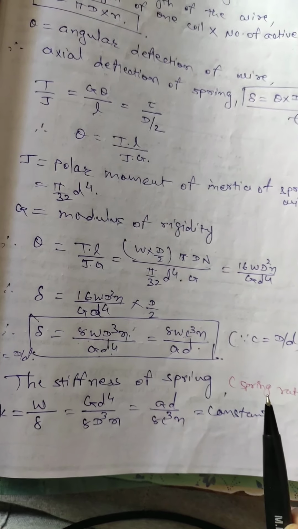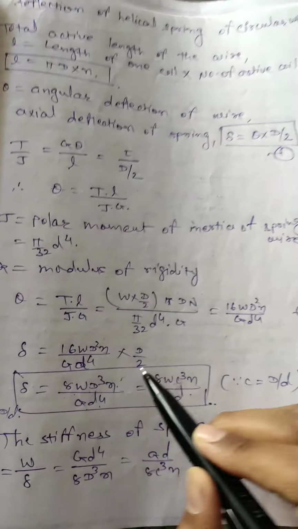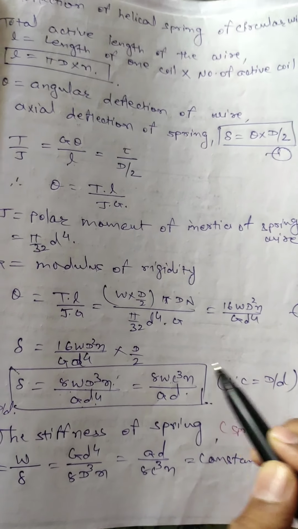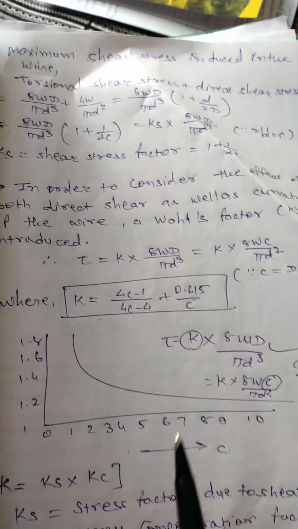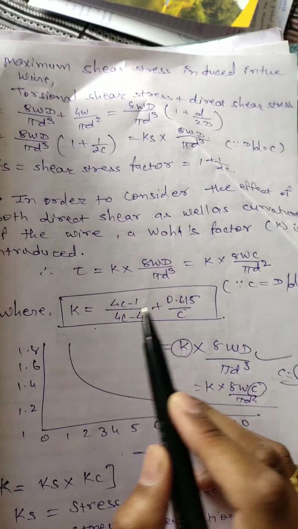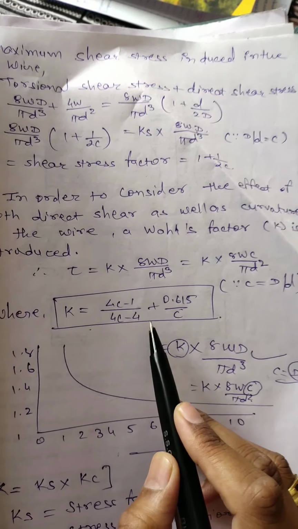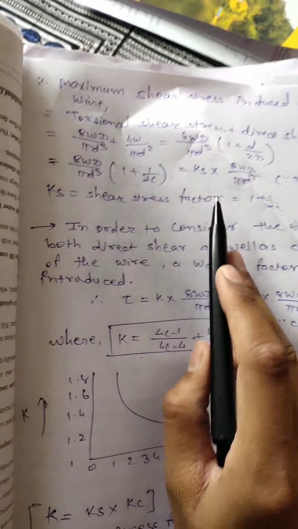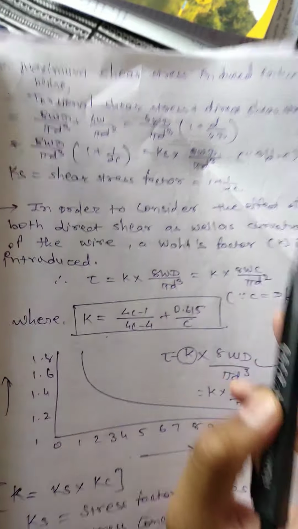The spring index is a constant. It does not have any unit. From this equation we can find the delta. It is the most important equation for the examination and numerical solutions. First, the equation for delta: delta equal to 8W D cube N upon G d raised to 4. It means 8W C cube N upon G d. And another equation for the shear stress is tau equal to K 8WC upon pi d square, where K is Wahl's factor, 4C minus 1 upon 4C minus 4 plus 0.615 by C. And without curvature, tau is equal to Ks into 8WD upon pi d cube, where Ks is the shear stress factor 1 plus 1 upon 2C.